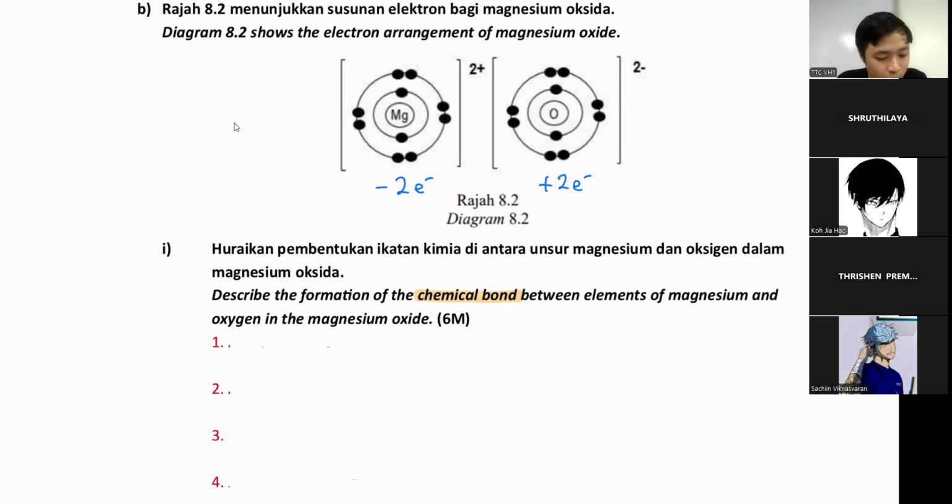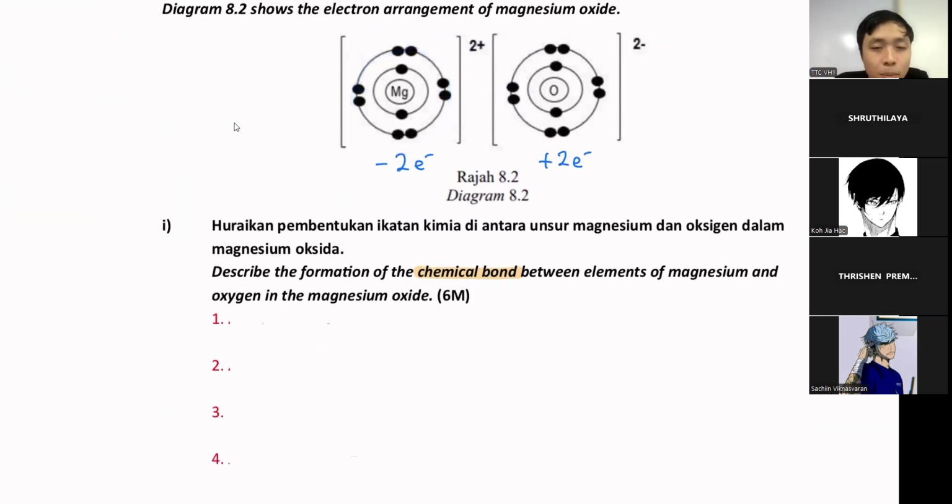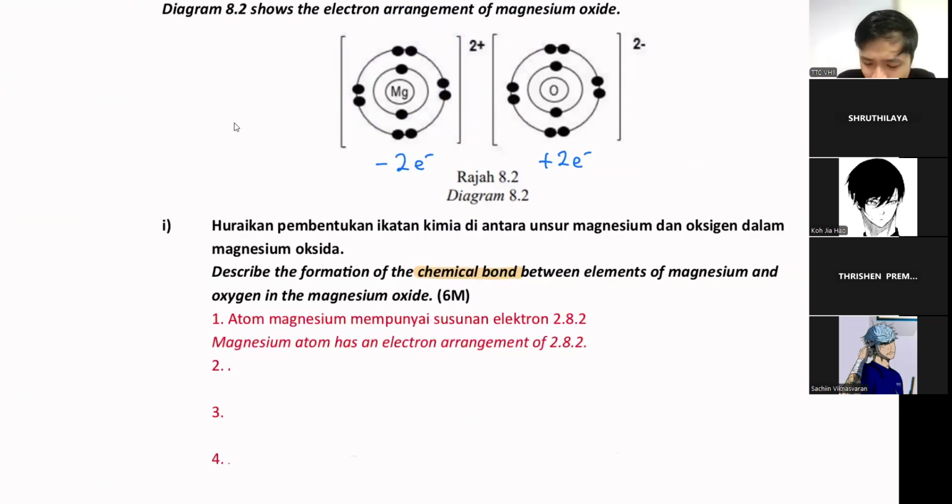So first you have to talk about the electron arrangement. Also very important, contain marks. What is the electron arrangement for magnesium atom? Not magnesium ion. This one is magnesium ion, already the stable version. I know it's 2.8, but the original is 2.8.2. So you talk about 2.8.2.